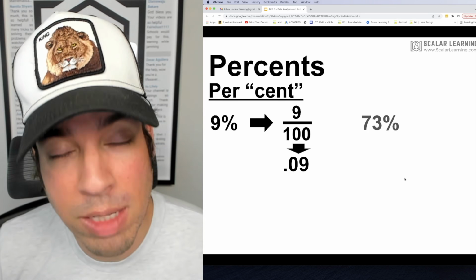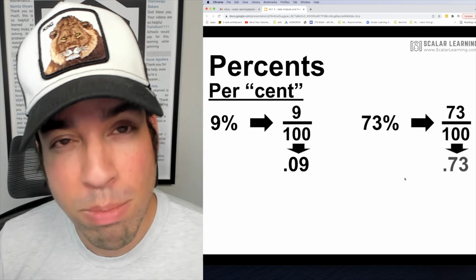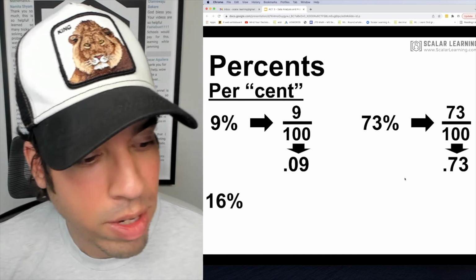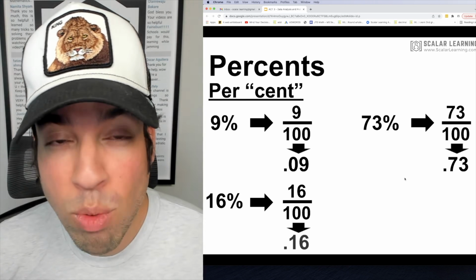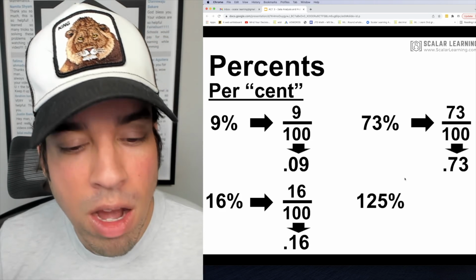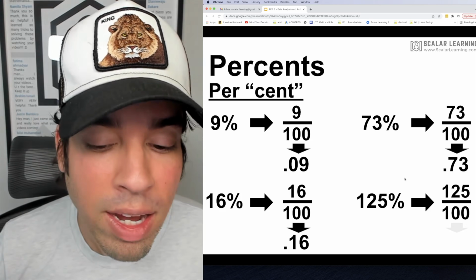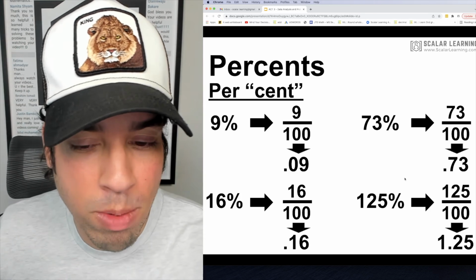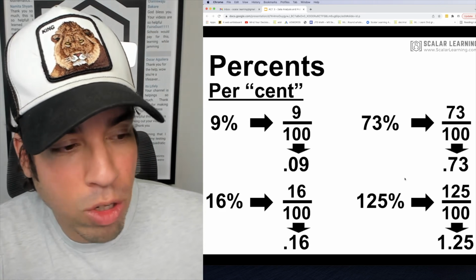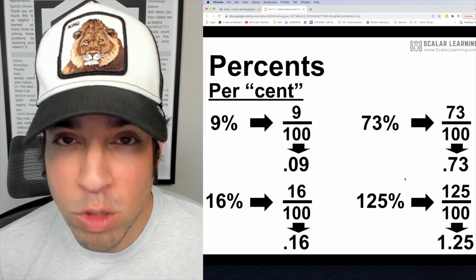So you take another example, 73% is 73 out of 100, which is the same as 0.73. Likewise, we have 16%. That's, again, 16 out of 100, or 0.16. And finally, 125%, same deal, 125 out of 100, and that's 1.25. And you notice an interesting trend, which we're going to talk about more in a second, but that decimal equivalent of every percent is the same thing. You just move the decimal 2 spots to the left.